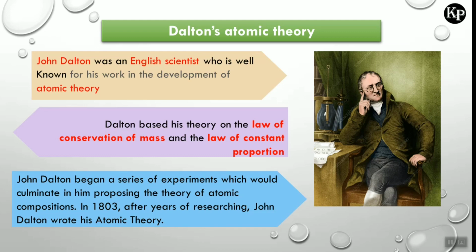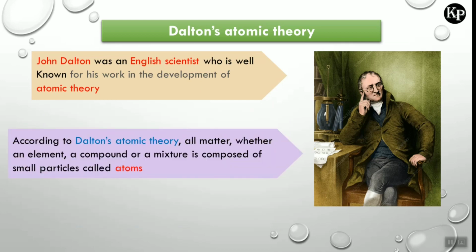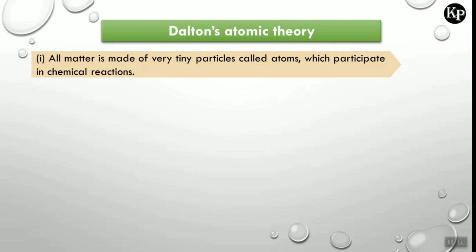In 1803, after years of research, John Dalton wrote his atomic theory after doing a series of experiments. So let's start. According to Dalton's atomic theory, all matter, whether an element, a compound or a mixture, is composed of small particles called atoms.